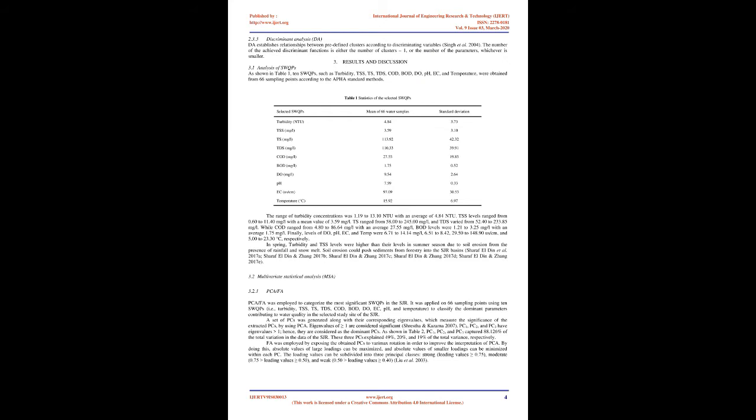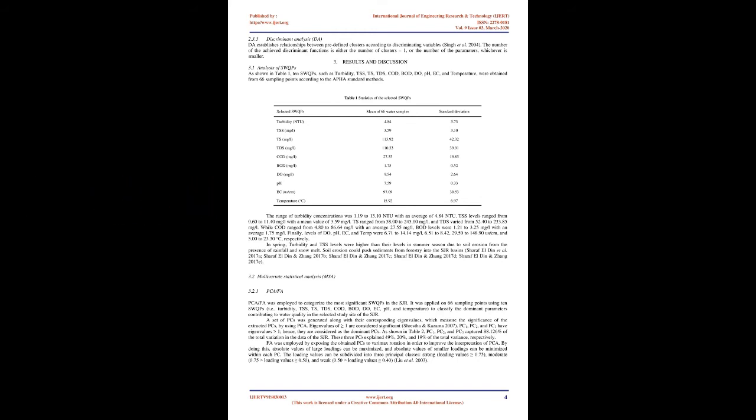Optical SWQPs, such as turbidity, TSS, TS, and TDS, were analyzed. Additionally, non-optical SWQPs, such as COD, BOD, DO, pH, EC, and temperature, were analyzed. 2.3 Multivariate Statistical Analysis, MSA. SWQPs were exposed to MSA to figure out the most important parameters that were responsible for both spatial and seasonal changes in the SJR. The working strategy of MSA, such as PCA/FA, CA, and DA, is provided below.